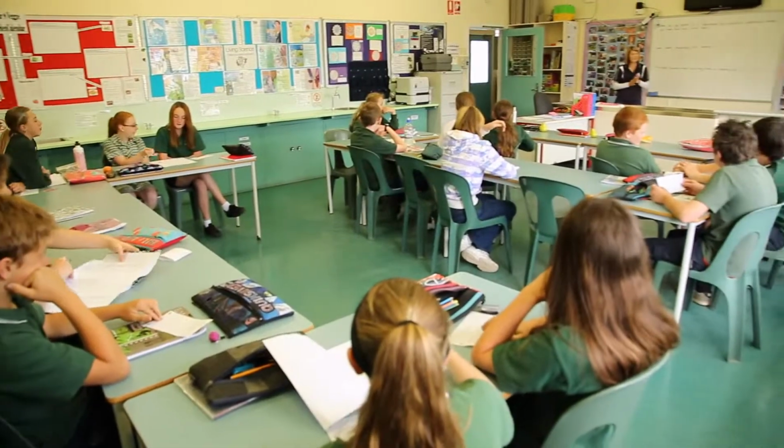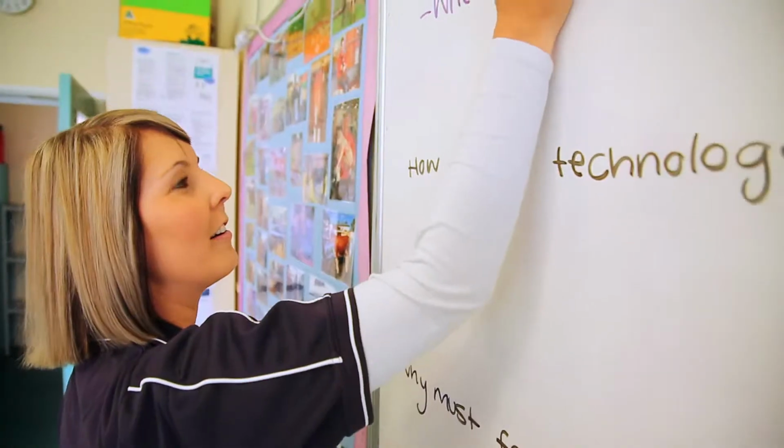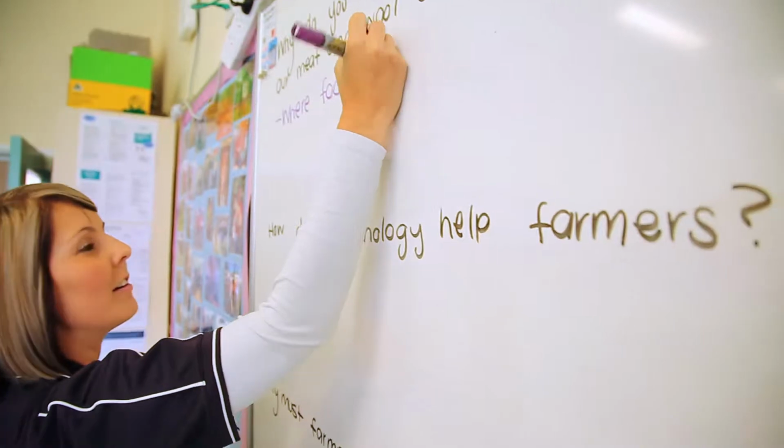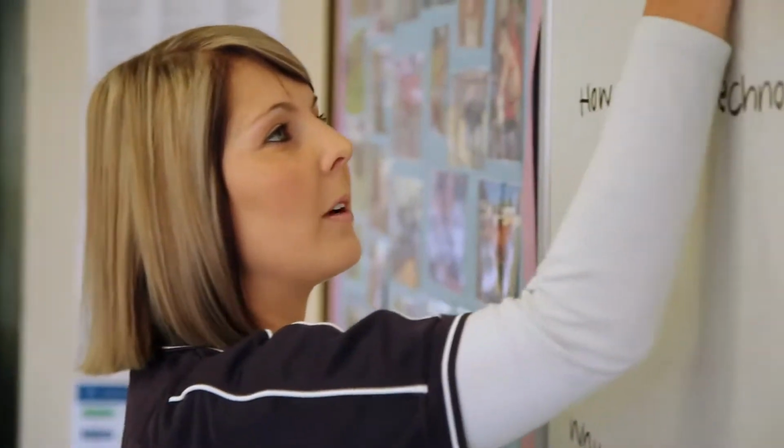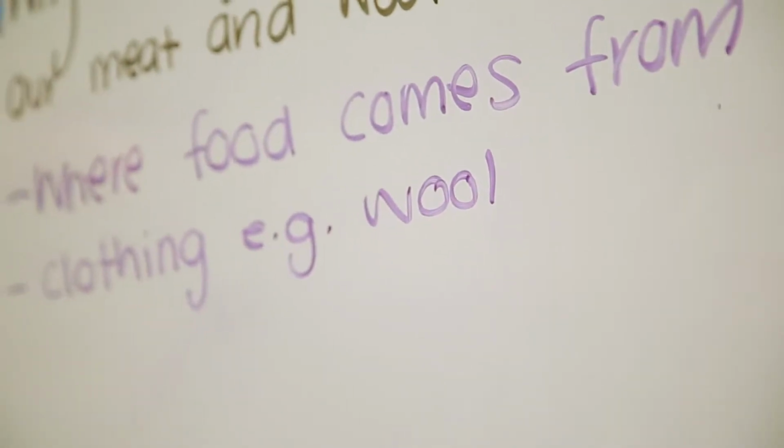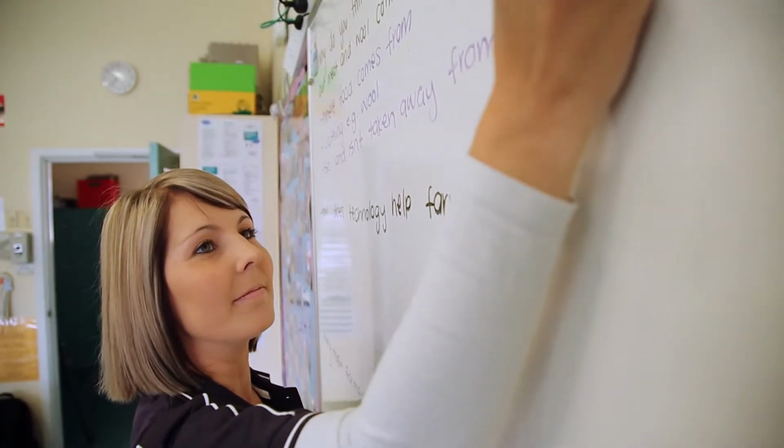Over the past 2 years, I've taught science at a range of year levels, and I've always taken a term or 2 terms to focus on something agriculture based. I've been trialling Unit 2, which is "Where does our meat and wool come from?" So we've been focusing on sheep and cattle.